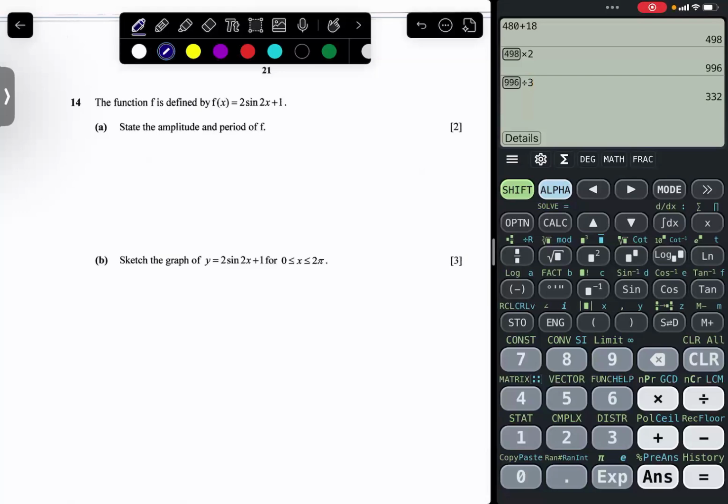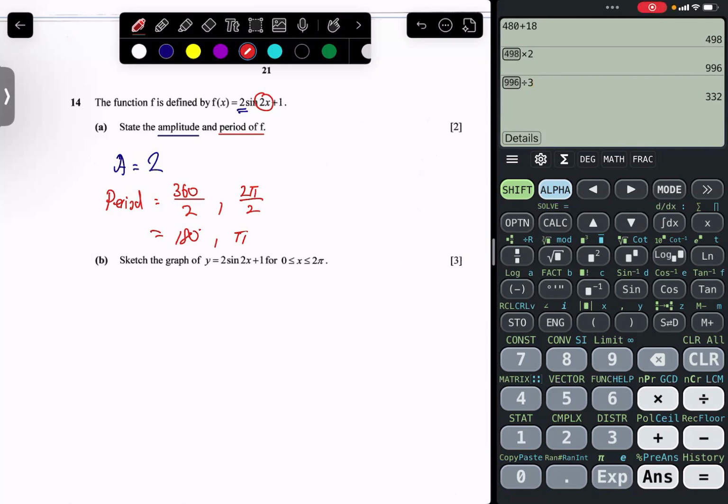The function f is defined by f(x) equals 2 sine 2x plus 1. State the amplitude and the period of f. Okay, so amplitude is given by the number down here, so amplitude equals 2. Period is determined by the amount of x. This is 2x, so the period would be 360 divided by 2, or 2 pi divided by 2, which is 180 degrees or pi. They didn't specify which one, so either one is fine.